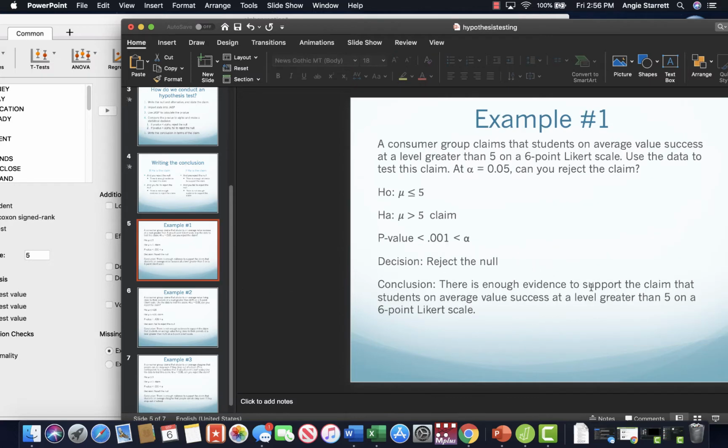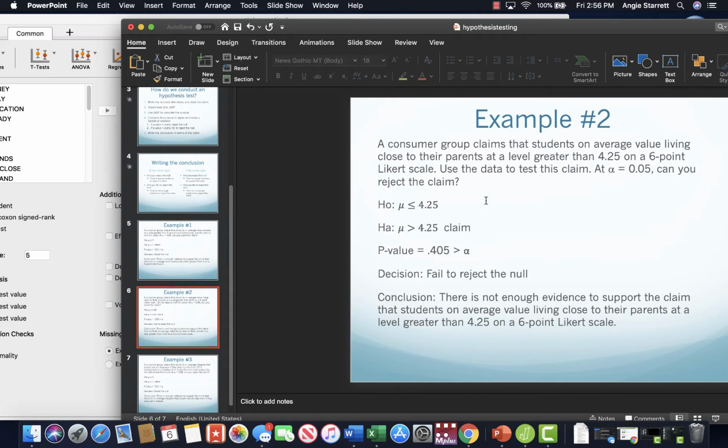There is enough evidence to support the claim that students on average value success at a level greater than 5 on a 6-point Likert. So what this is saying is that this Likert scale went up to 6, and 6 was very important. And so the student is saying that it's more than somewhat important. It's approaching very important.